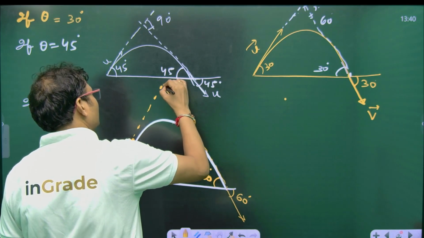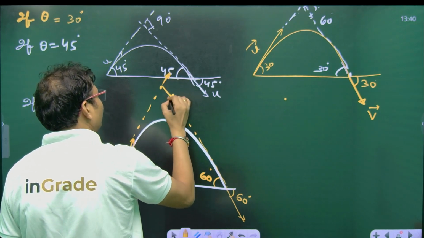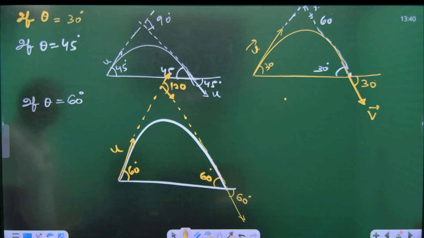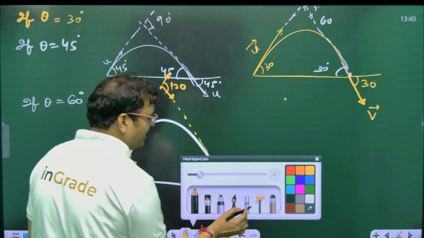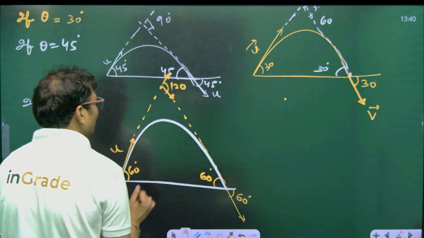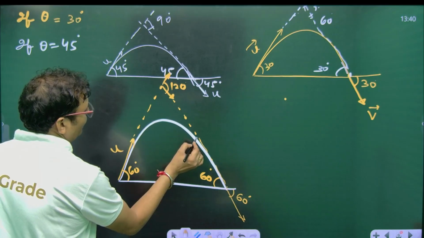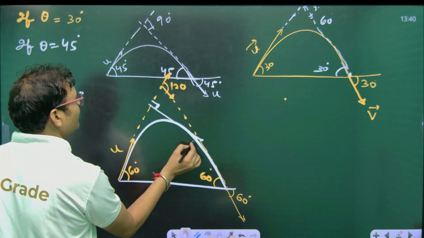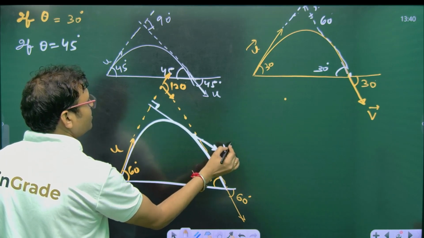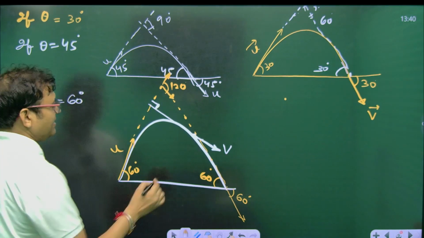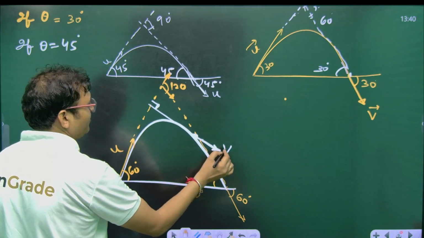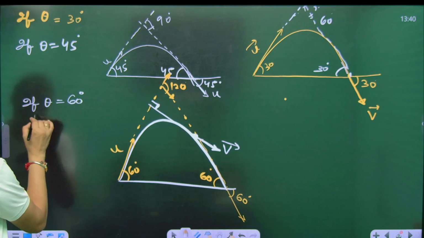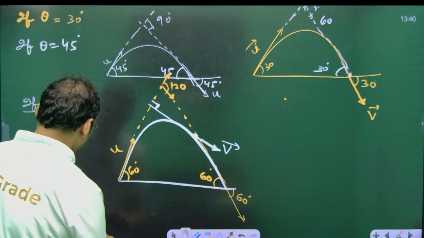So the angle between these two velocities, this is the u vector, this is the v vector, this angle is 120 degrees, isn't it? So we can find a point on this projectile where the angle becomes 90 degrees. We can find out the time where the angle between v and u becomes 90 degrees.